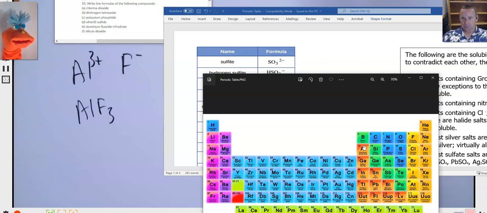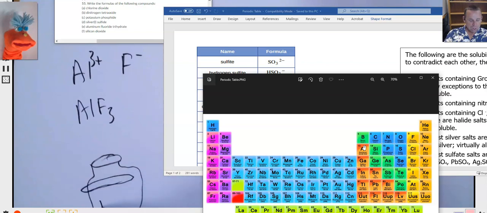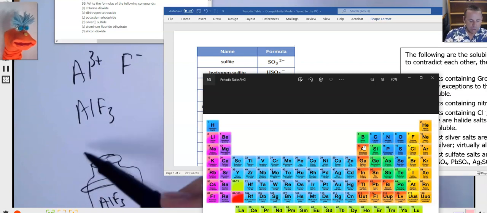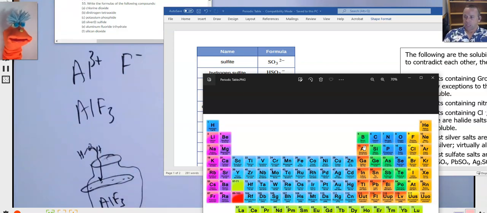Hydrates are compounds that are hygroscopic, meaning they absorb water from their surroundings. And so when you have them in a container, let's say this is my container of aluminum fluoride, every time you open it, water molecules that are around in the air, and there's water molecules everywhere, they sneak down and they absorb to the surface. Can you see why that might be a problem?